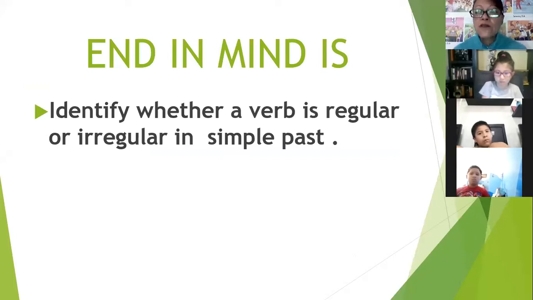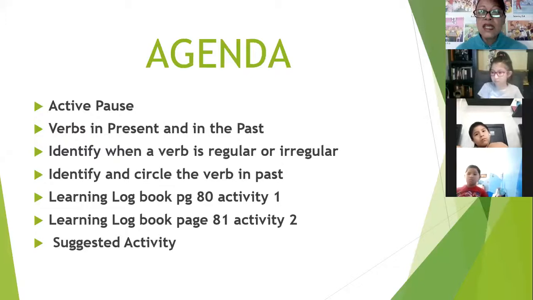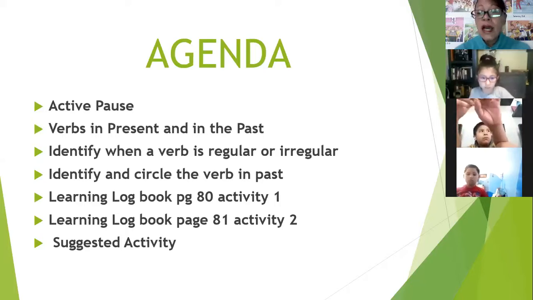Our aim for today is to identify whether a verb is regular or irregular in simple past. Our agenda is: an activity on the past, verbs in present and in past, identify when a verb is regular or irregular, identify and circle the verb in past, learning logbook at page 80, activity 1, learning logbook at page 81, activity 2, and we are going to check your suggested activity.